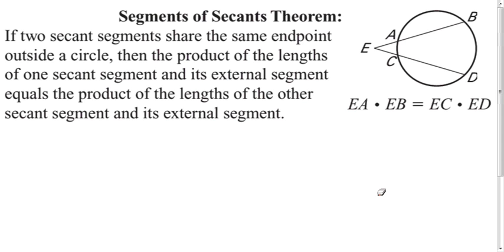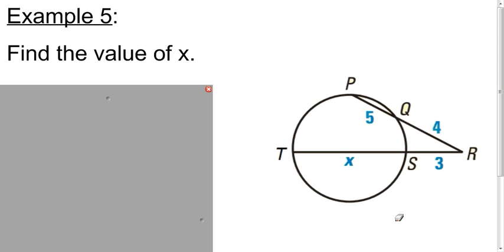So here's exactly what we just saw in the previous example. We multiply EA times EB. That's going to be the same as EC times ED. So external times the secant is equal to external times the secant for the other one. So why don't you try to apply that theorem in example 5, and then I'll show you my solution.